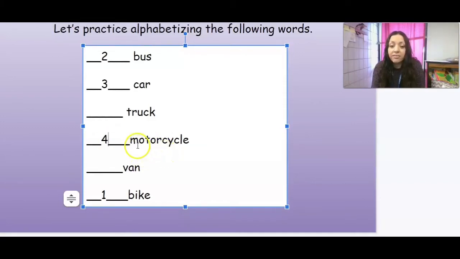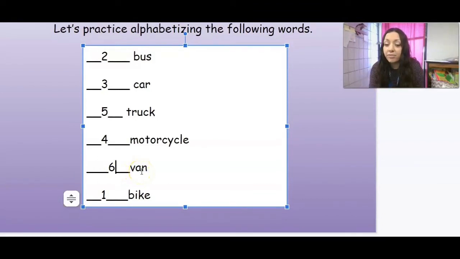So let's sound it out. Motorcycle, motorcycle. So far we have in alphabetical order, bike, bus, car, and motorcycle. So after M, what's the next letter in the alphabet? N. So no. How about O? No. P, Q, R, no. S, T. Yes, we have this word right here, which has that TR blend. So truck. And so this word must be our last word for number 6, and it's van.